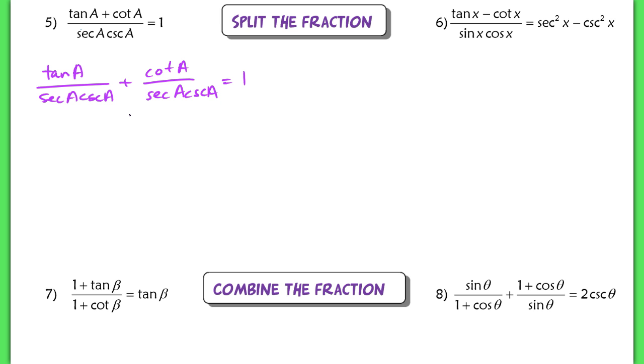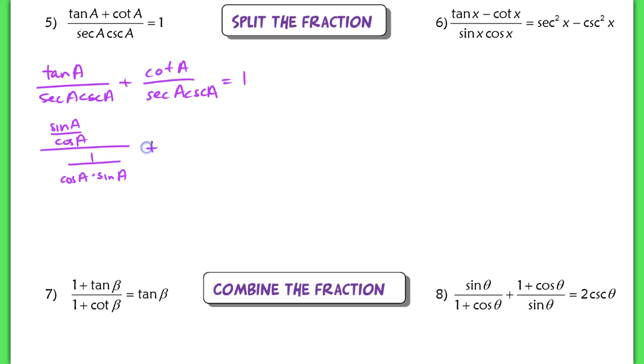Now I'm going to use that strategy where I rewrite in terms of sine and cosine. So I have the sine of A over the cosine of A over, now this I would rewrite as 1 over the cosine of A and 1 over the sine of A. If I were to combine that together, that would simply be 1 over cosine A, sine A. Let's put them closer together here.